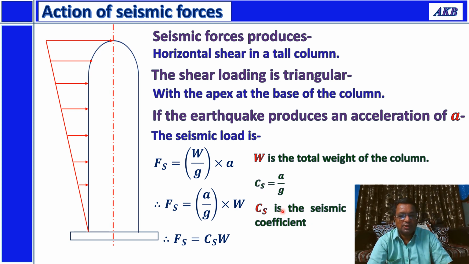Okay, so due to earthquake, the shear load that will be produced is given by this equation: Fs is equal to Cs into W. W is the total weight of the column, and Cs is the seismic coefficient. Okay, now let us continue with this.